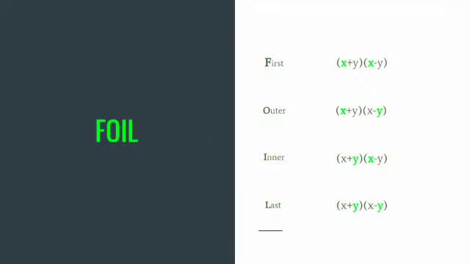In this podcast, I hope you learned that foiling is a pattern used to properly multiply two binomials together. The pattern is first, outer, inner, last.